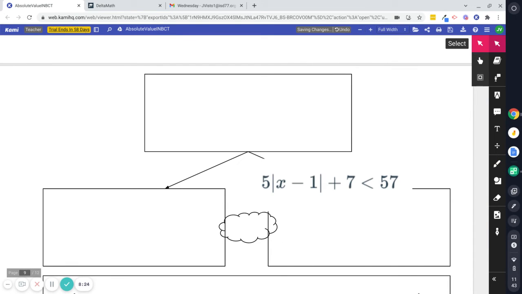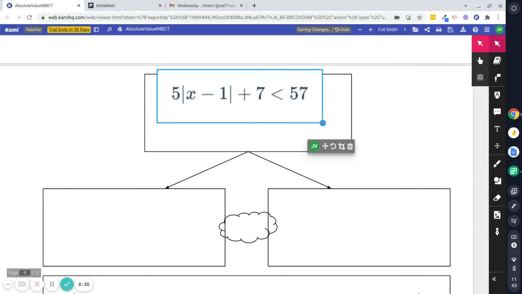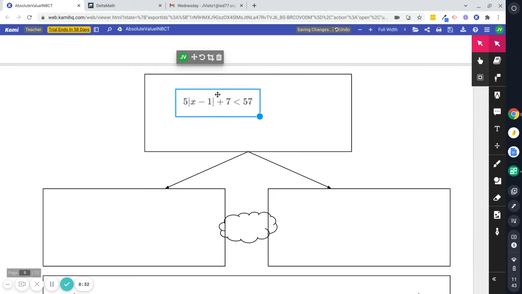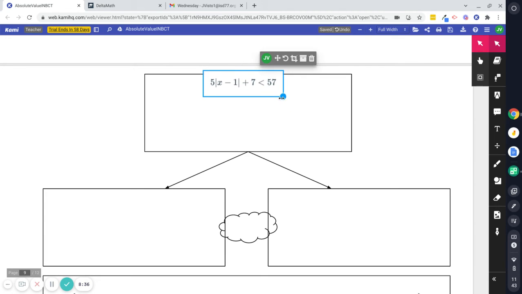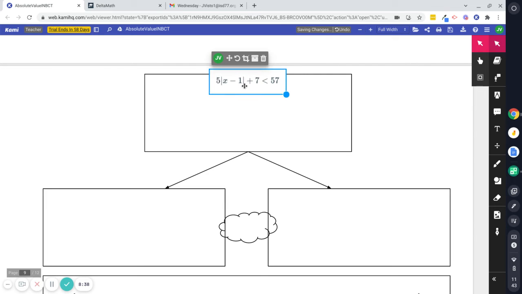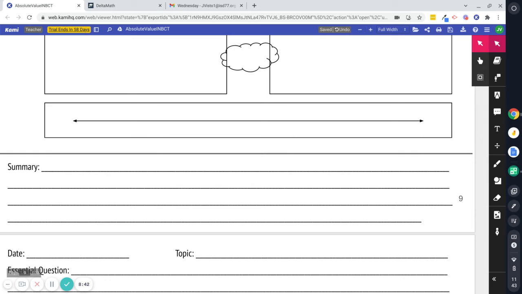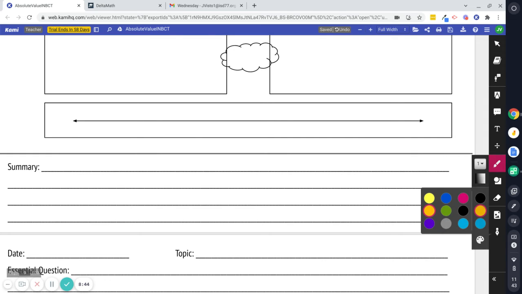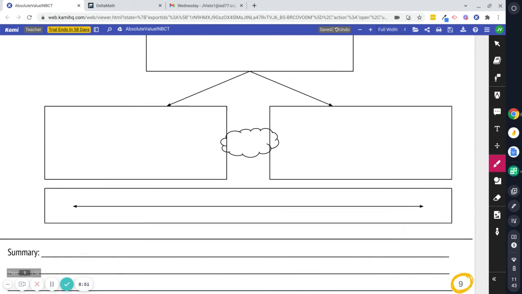Well, it's giant. Was not expecting that. There's my inequality that we're going to talk about right now. So I'm putting it in the top of that box. So now you're on page 9. Look, this one is marked. I don't know what happened to page 8. I apologize. But on page 9, there's 2 more of those organizers that we practiced with yesterday.